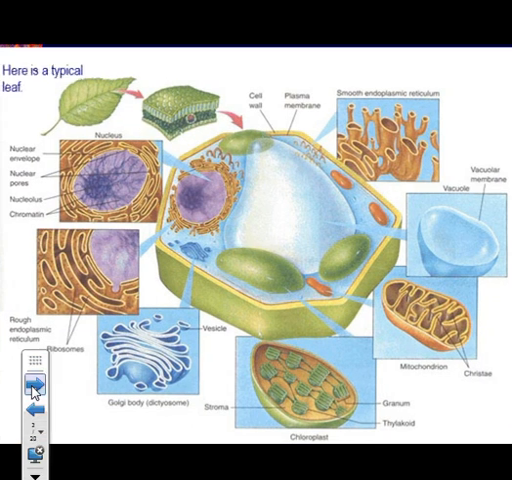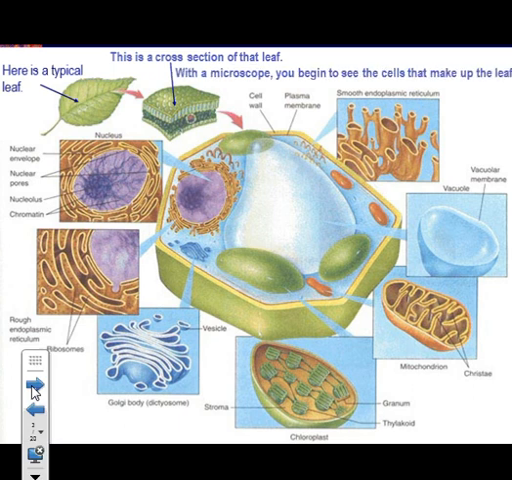Here we see a typical leaf cell. As we zoom in on the leaf cell, we can see in this cross-section that it's made up of many different cells. As we zoom in further, we can begin to see inside each cell there's many different parts or structures that we would call organelles.